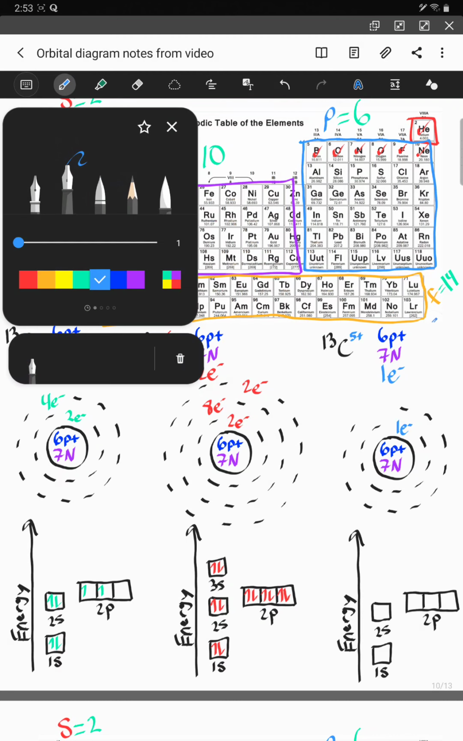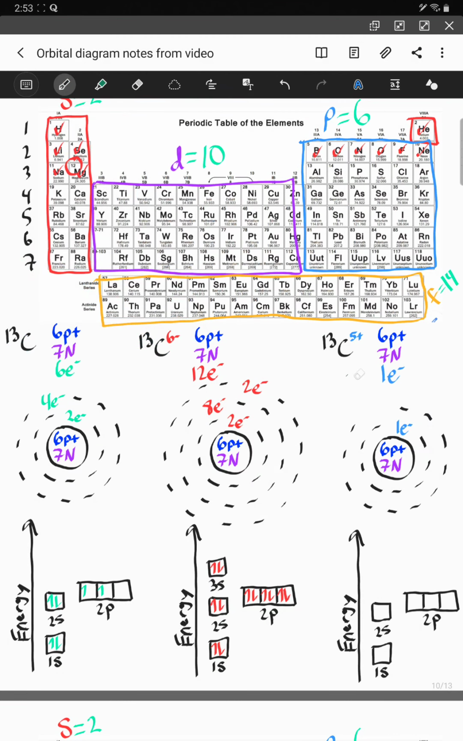You are welcome to keep the second energy level drawn in, because it doesn't matter. These energy levels exist whether we have electrons in them or not. So you can keep as many energy levels drawn as you want, as long as you only fill in the relevant ones with the electrons. But for simplicity's sake, I like to make it look more clean and have the shells only present if there are electrons located in them. So I'm just going to erase this second shell and only have that first shell drawn.